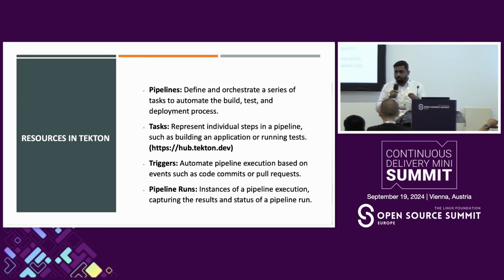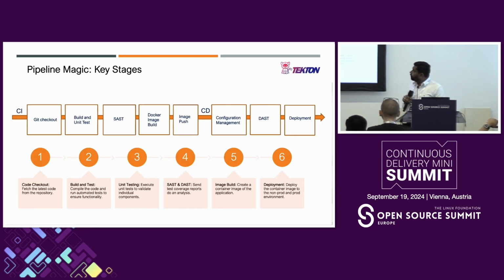Mostly for developers it will be a code commit. When a code commit comes, it will trigger a pipeline, or when tagging happens, it will trigger a pipeline. All those things are supported by Tekton. And a pipeline run is an instance of running the pipeline, and we can check the logs. All those things are covered inside Tekton's pipeline runs.